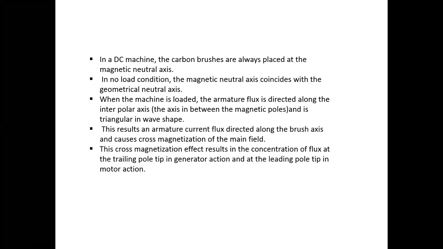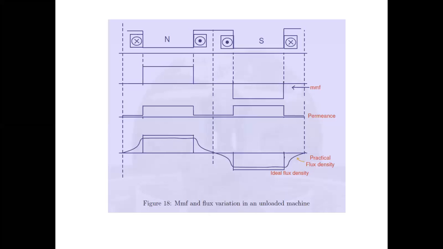When the machine is loaded, armature flux is directed along the interpole axis. This axis is between the magnetic poles, and it is triangular in wave shape. Some waves also we will see. This is the MMF flux variation in an unloaded machine.